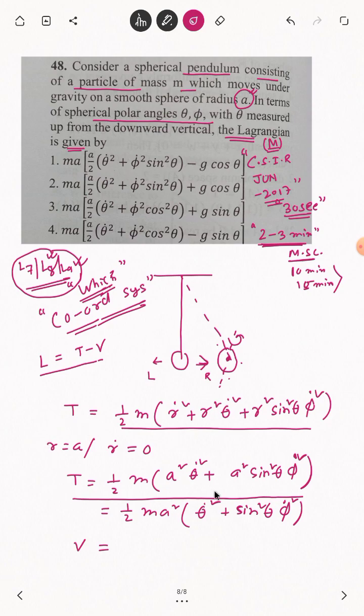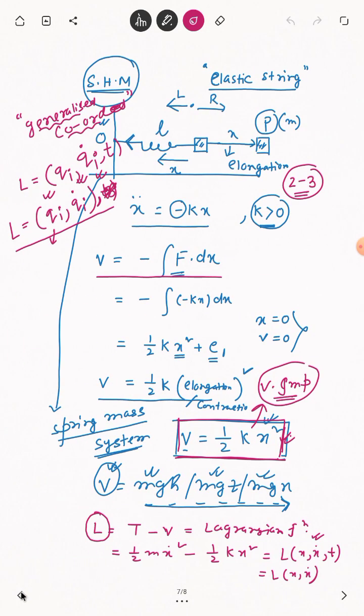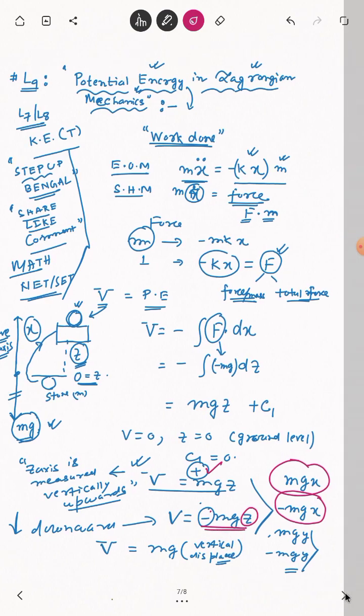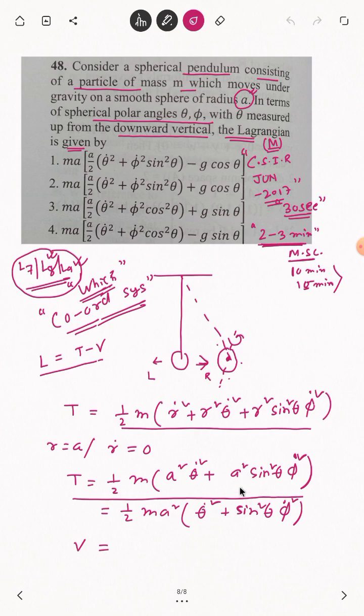So T is done by using lectures 7 and 8, and V is done by using lecture 9, because the downward vertical direction is mentioned. Take a look at the beauty. We have already discussed, when there is upward, positive sign; downward, negative sign. And what will that be? mgz. So here V will be minus mgz.